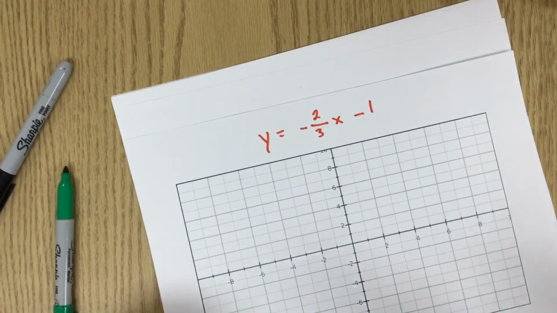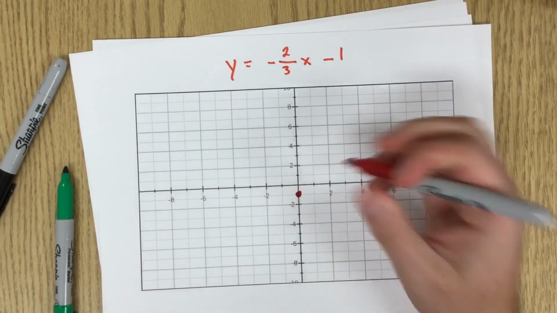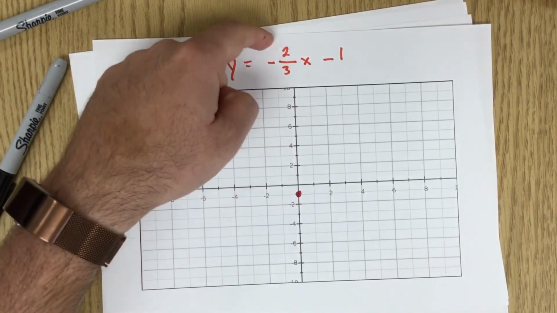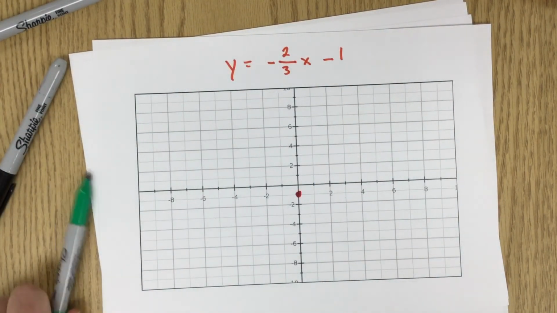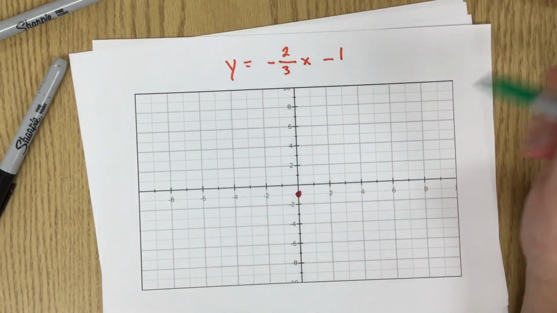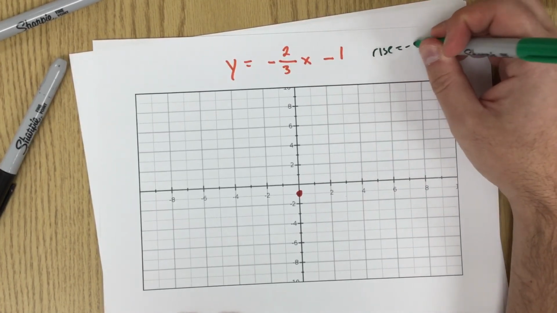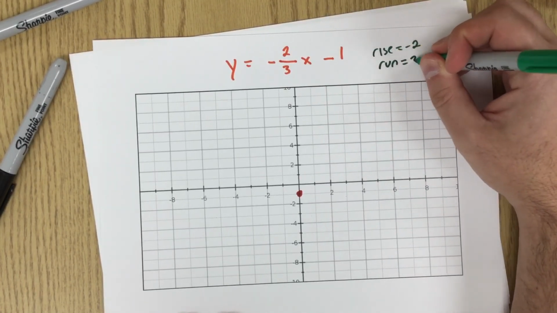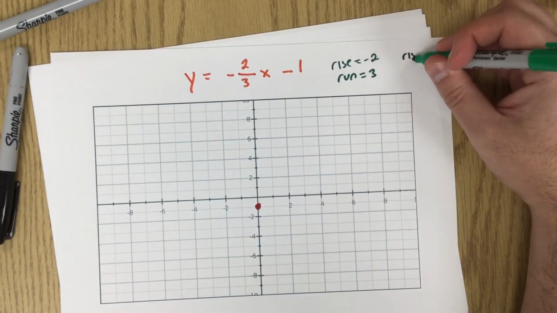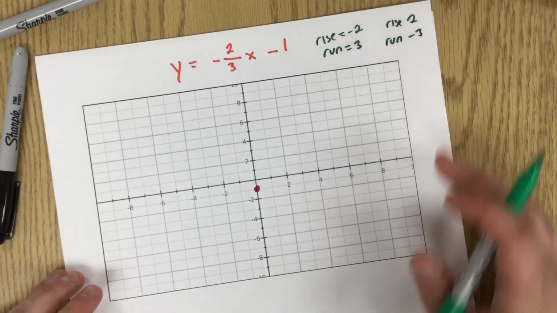So y equals negative 2/3 x minus 1. Our y-intercept is negative 1. We're going to put a point there. Now, it's a little unclear where this negative is. The negative could be on the top or on the bottom. Traditionally, we put it on the top, but the truth is it doesn't actually matter. If we put it on the top, then our rise is going to be negative 2 and our run would be 3. Or we could say that it's on the bottom, so the rise is 2 and the run is negative 3. And both of those should work.